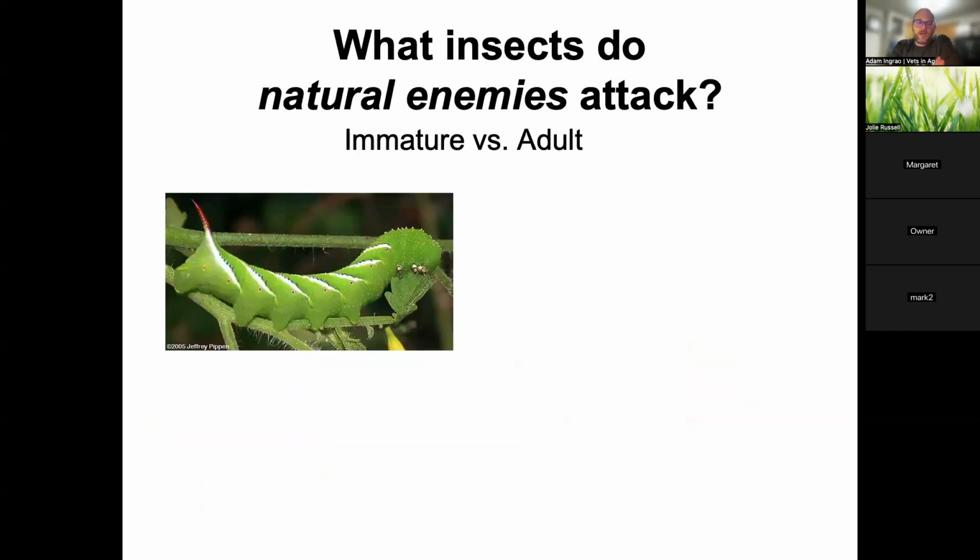Now, let's talk about the immature versus adult thing here when we're talking about what do natural enemies actually attack. And there is a big difference here.